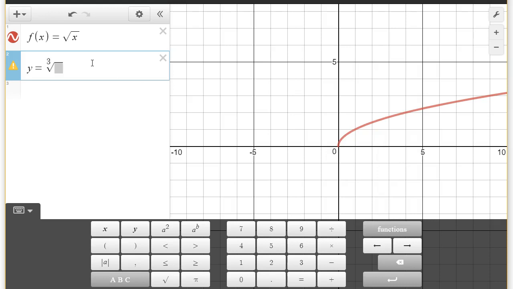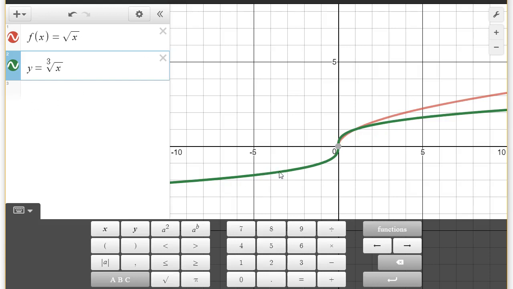And I'll go ahead and put the third root, and let's go ahead and say x. So now you can kind of see what it looks like when we have these two guys next to each other. You'll notice that the graph of the square root only starts with positive values of x. In other words, the domain of the square root is x must be greater than or equal to 0.